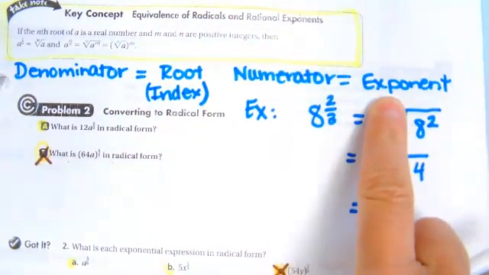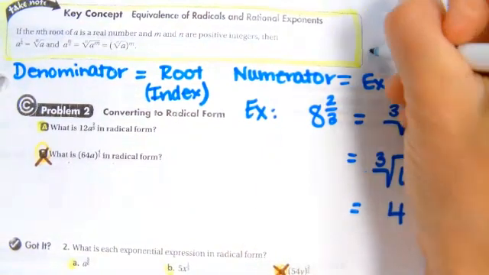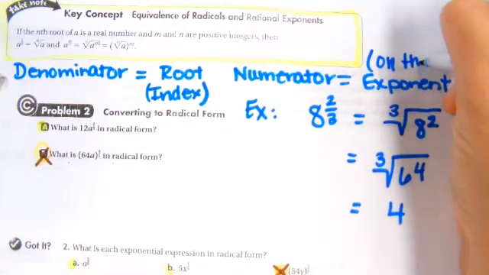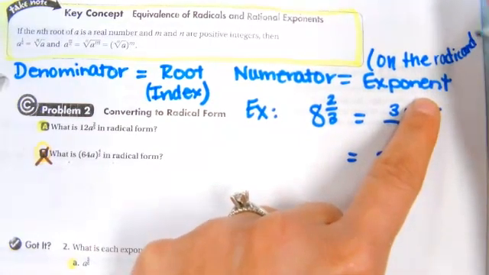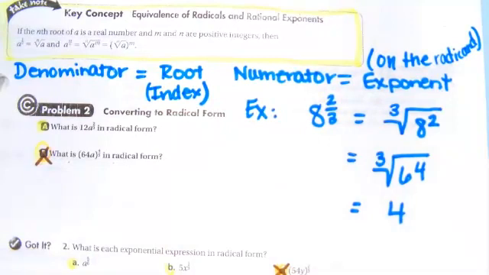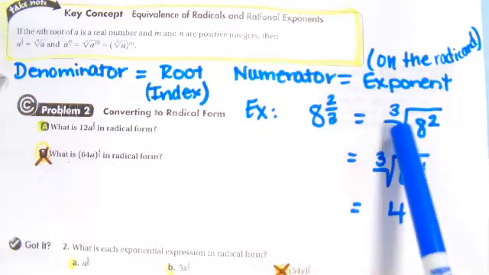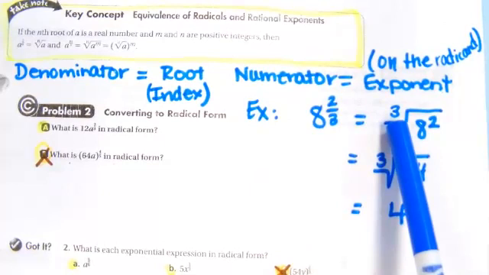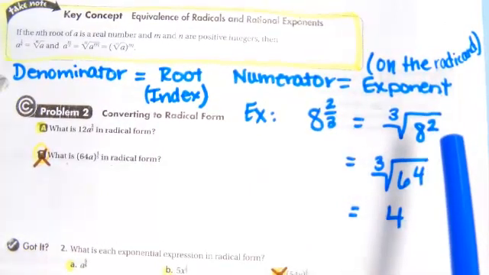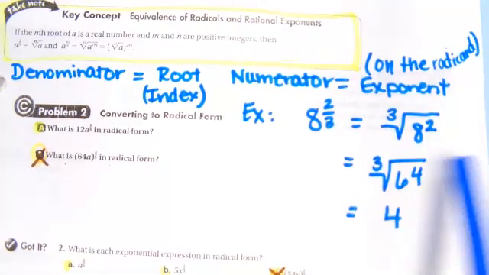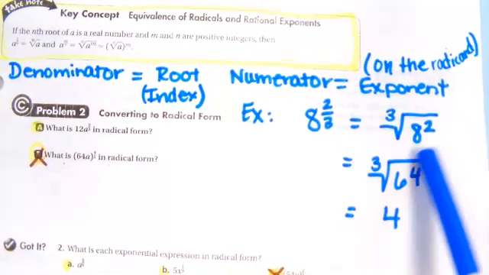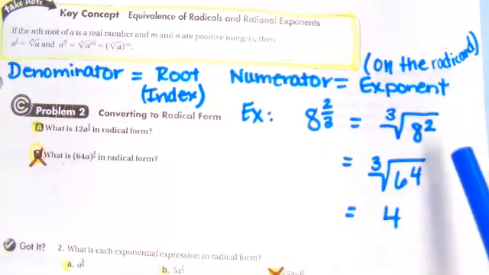The numerator is the exponent, and that is on the radicand. So what this means is if you have 8 to the 2/3 power, for example, the 3 is your root or your index, right? That goes outside of the radical sign. The 2 is the exponent really on the 8. So this is what it really is as a root.